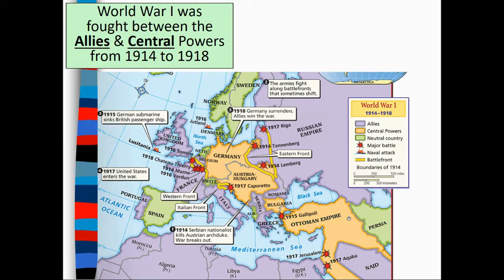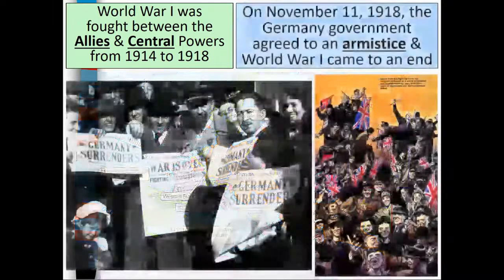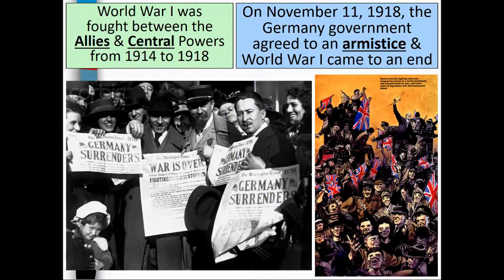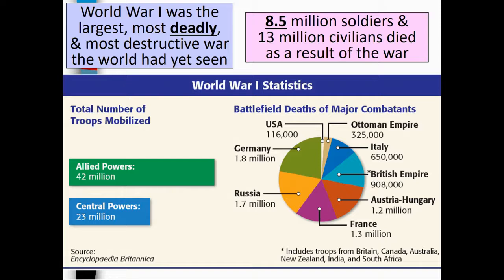World War I was fought between the Allies and Central Powers from 1914 to 1918. On November 11, 1918, the German government agreed to an armistice, and World War I came to an end. World War I was the largest, most deadly, and most destructive war the world had yet seen. 8.5 million soldiers and 13 million civilians died as a result of the war.